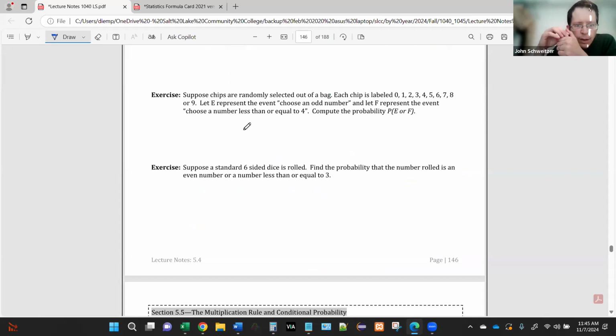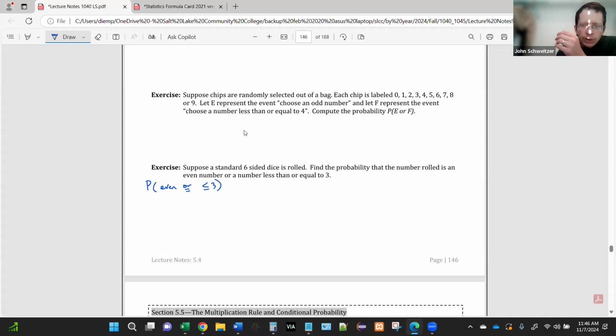It says we have a 6-sided die and we're going to roll it. What's the probability that the number rolled is an even number or a number less than or equal to 3? So the probability of even or less than or equal to 3. And it's a great example of how counting can be more effective than the formula sometimes.